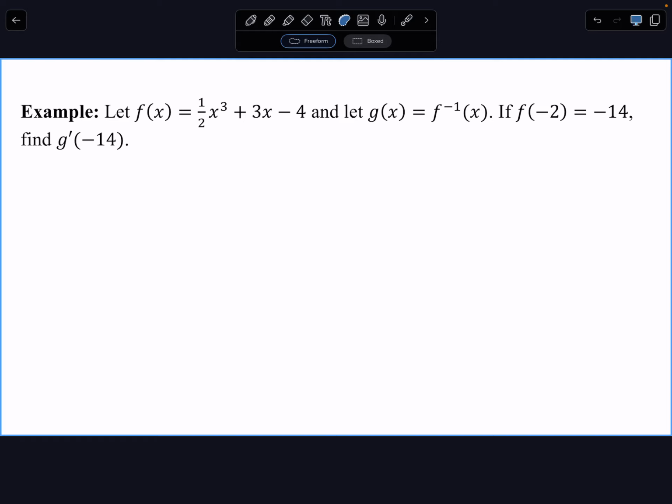Okay, so let f of x be equal to this cubic function. g is equal to f inverse. If f of negative 2 is equal to negative 14, find g prime of negative 14. The first thing I would do here is set up g prime of negative 14 would be 1 over f prime of g of negative 14.